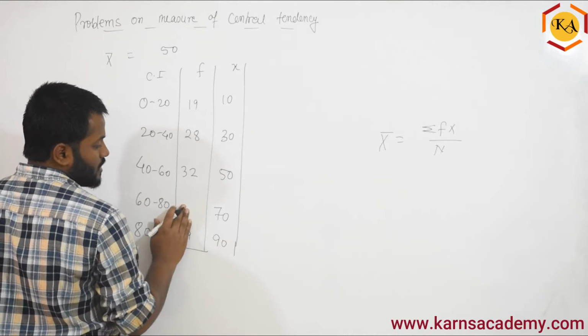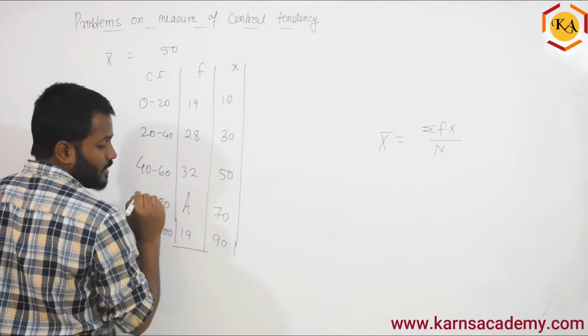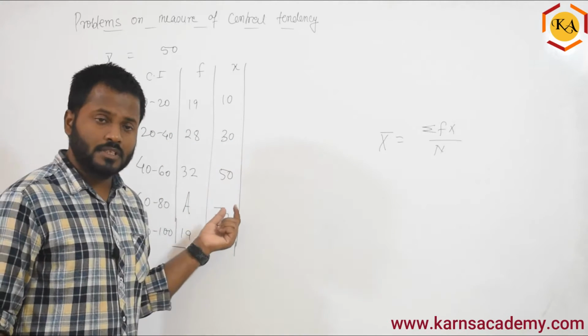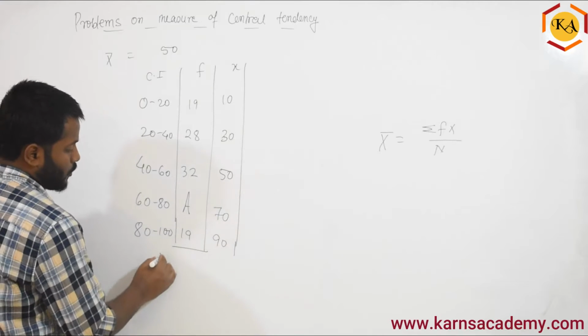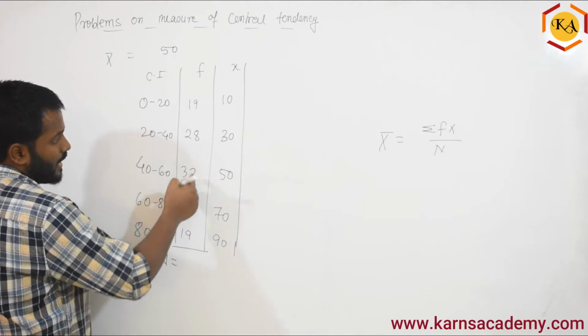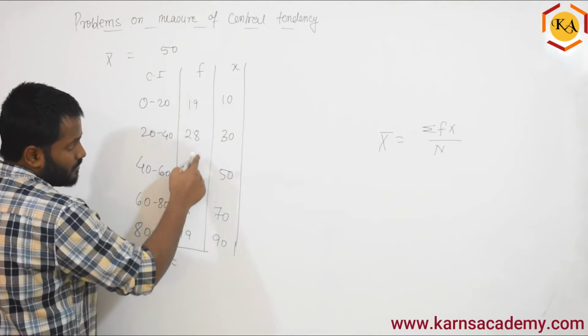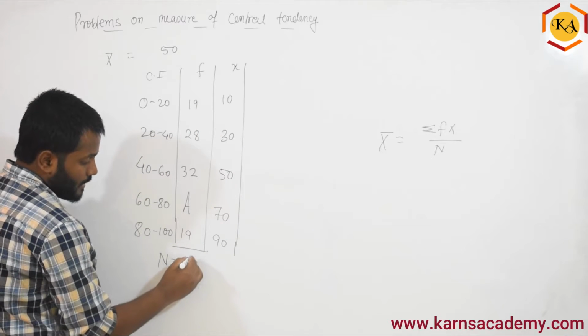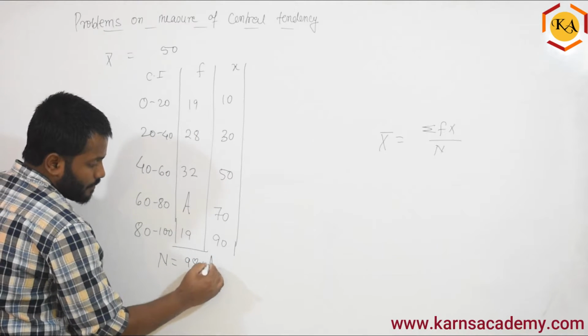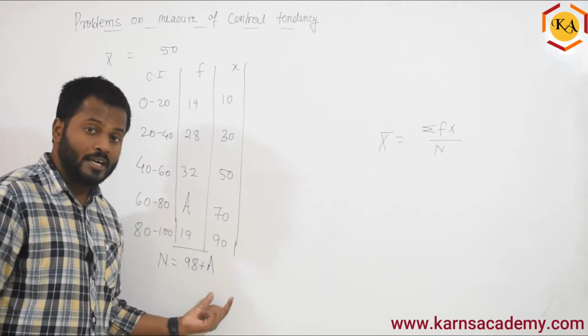Let me just assume here the missing value as a. Can I write that? Yes. Now if I add the frequency, which is the total, just add all the values, because these are the values which you know. So you will be getting 98 plus a. Because a value I don't know.